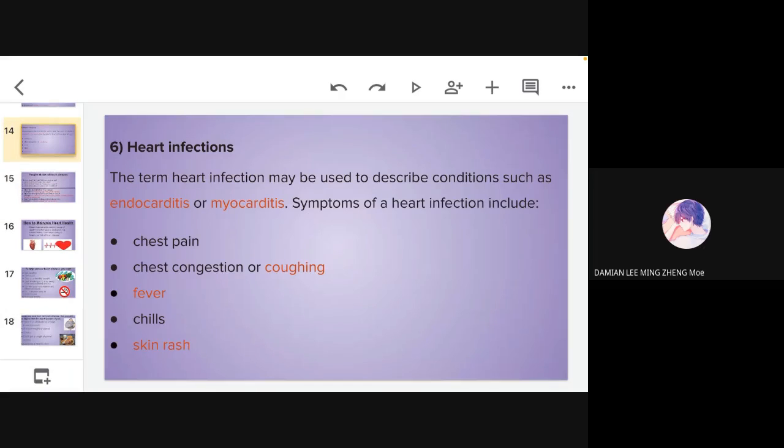Lastly is heart infections. The term heart infection may be used to describe conditions such as endocarditis or myocarditis. Symptoms of heart infection include chest pain, chest congestion or coughing, fever, chills, and rash skin.